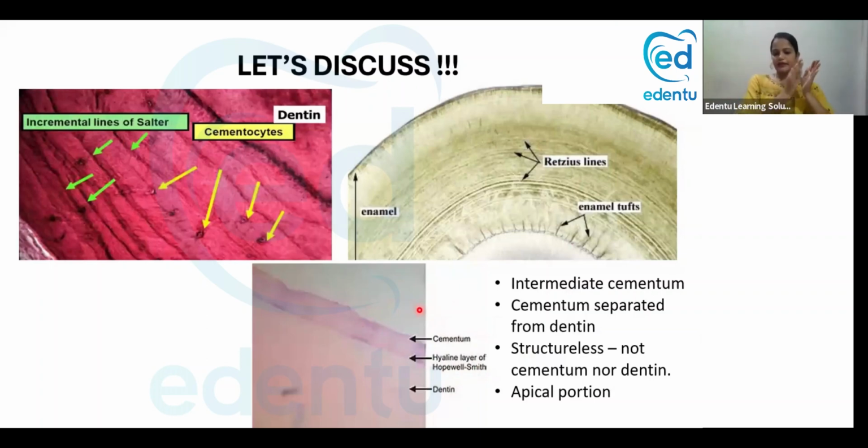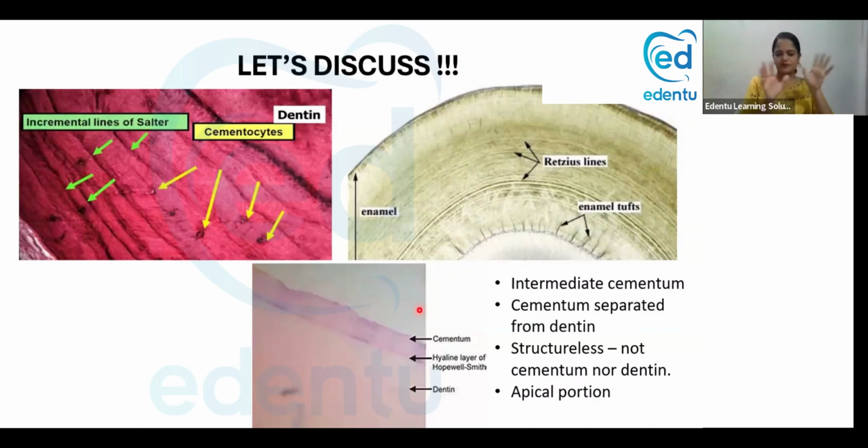But in some situations, the cementum can get separated from the dentin, and this will form a hyalinized area between the cementum and the dentin. This hyalinized area that is present between the cementum and the dentin is called the intermediate cementum, or it is also called the hyaline layer of Hopewell-Smith.